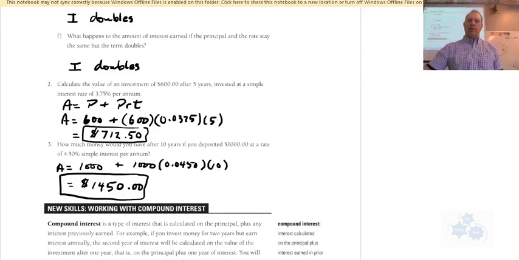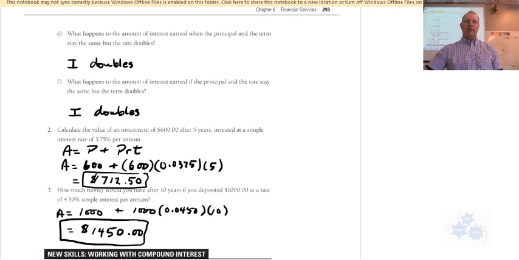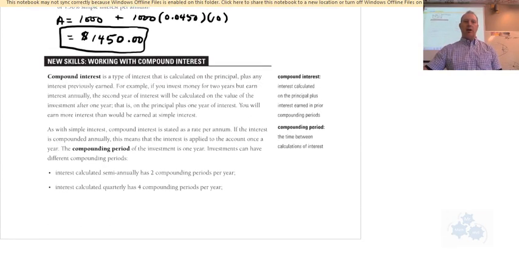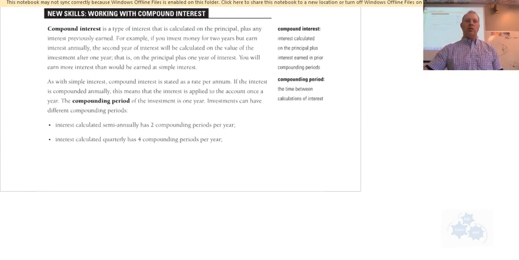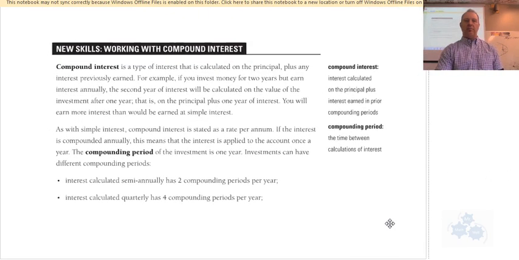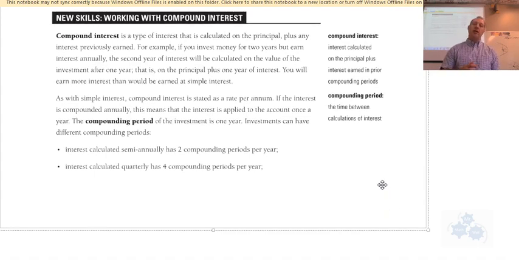Okay, so we did just get finished talking about simple interest, and today we're going to talk about compound interest. These are the two main types of interest that you will see in real life situations that you're going to come across, okay?